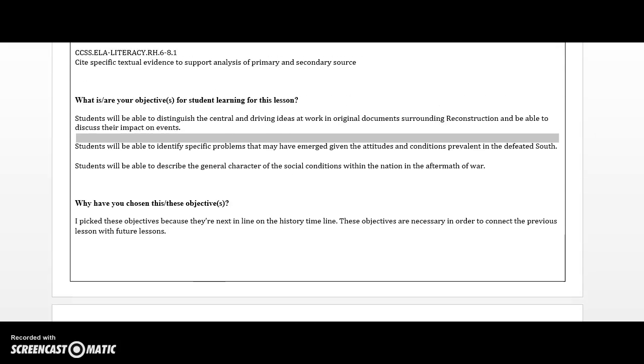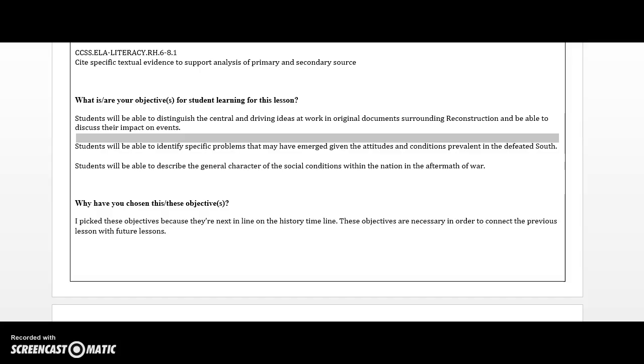My first objective is students will be able to distinguish the central and driving ideals at work in original documents surrounding Reconstruction and be able to discuss their impact on events. Next, students will be able to identify specific problems that may have emerged given the attitude and conditions prevalent in the defeat of the South. Next, students will be able to describe the general character of the social conditions within the nation in the aftermath of war.